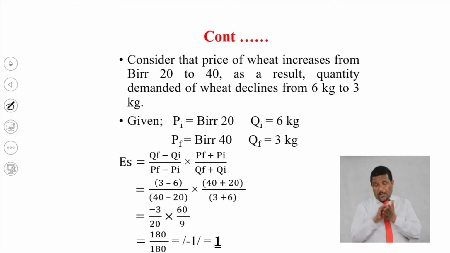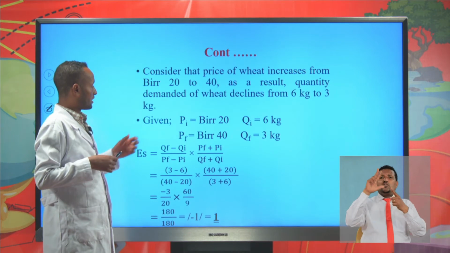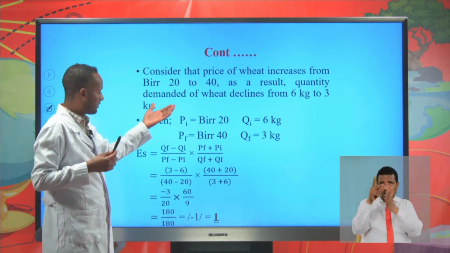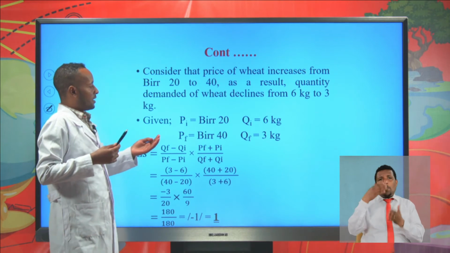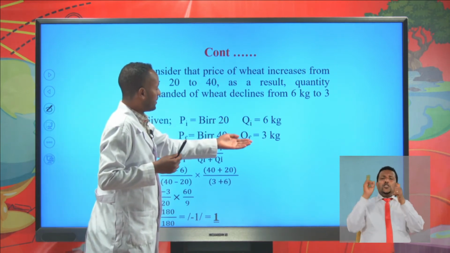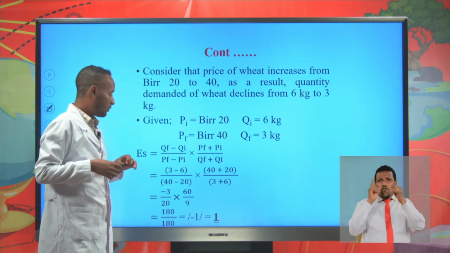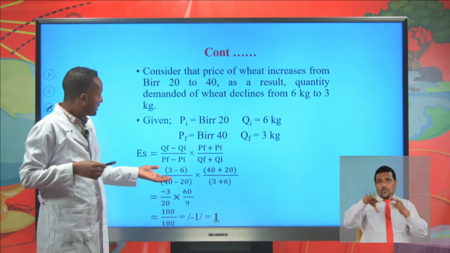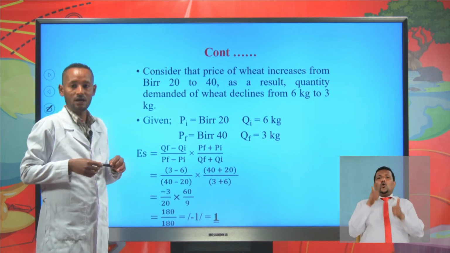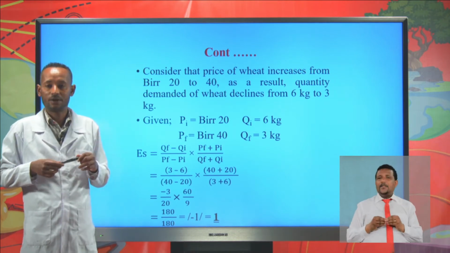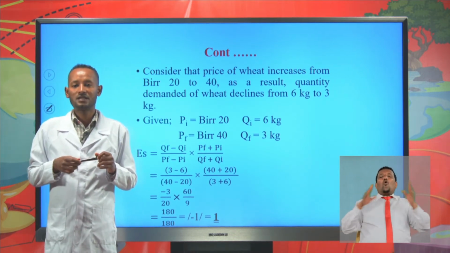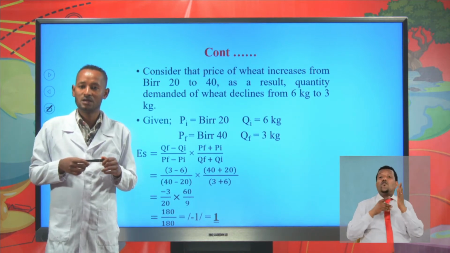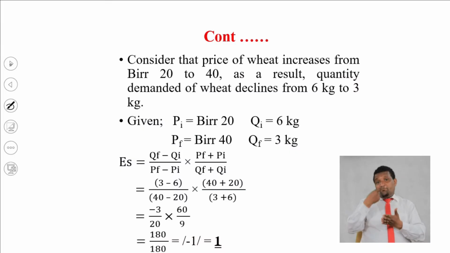Consider that the price of wheat increases from 20 to 40. As a result, quantity demanded of wheat declines from 6 kg to 3 kg. The given information is the initial price is 20, the final price is 40, the initial quantity is 6 kg and the final quantity is 3 kg. When we substitute into the arc formula, we get the price elasticity of demand, which is 1. And if you get a price elasticity of demand value of 1, then the buyer is said to be unit elastic.